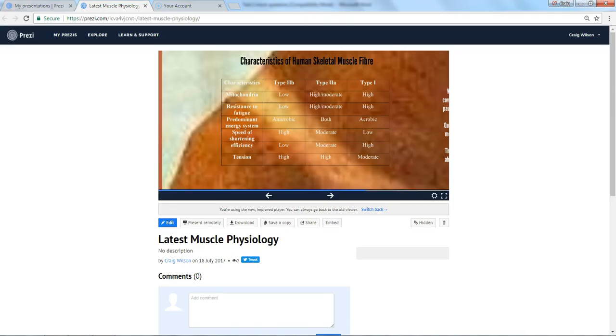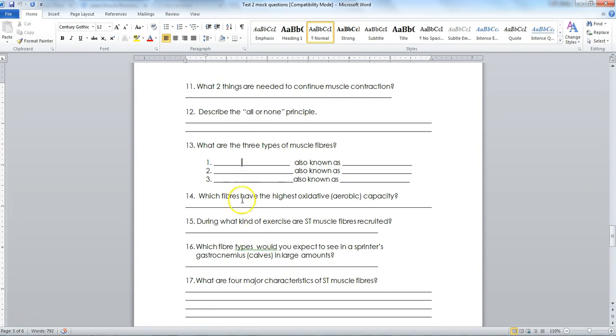Good time to click back into our questions here, guys, and we can answer some of these now. First of all, we'll go through this number 14. Which fibers have the highest oxidative or aerobic capacity? The answer, of course, is slow twitch.